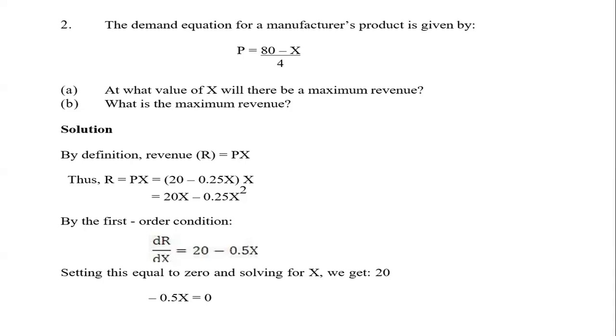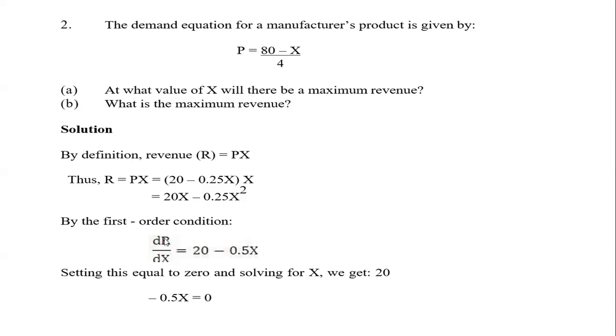Okay, so you differentiate the function and equate it to 0 and solve for the value of x. So that is what we do. Now that we have this function, R = 20x - 0.25x squared, what do we do? We have to differentiate it. That's what we call the first differential condition. So we take the first derivative, that is dR/dx.